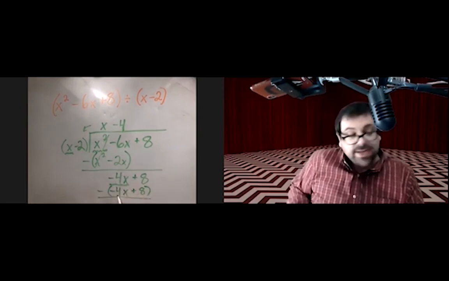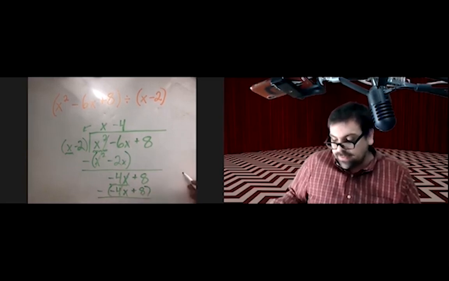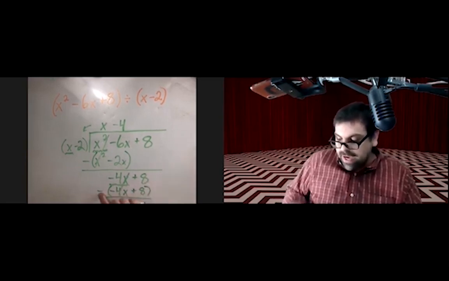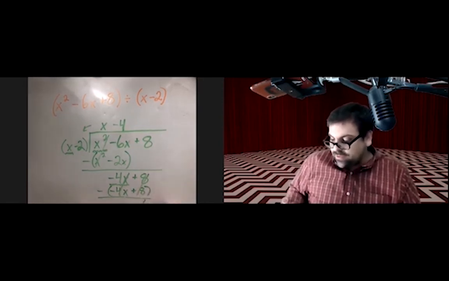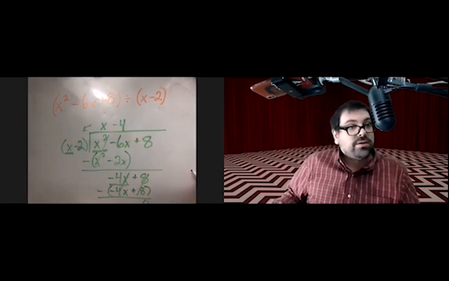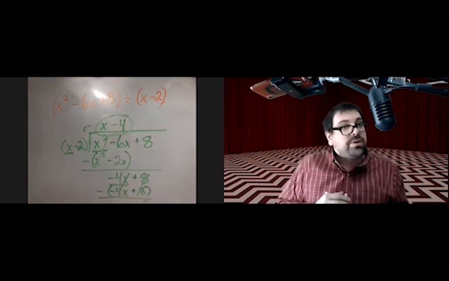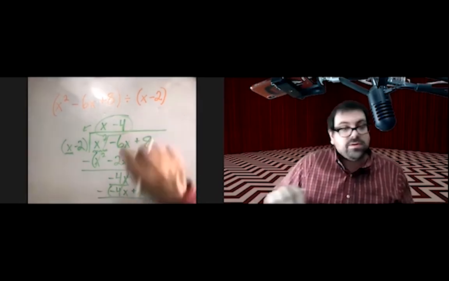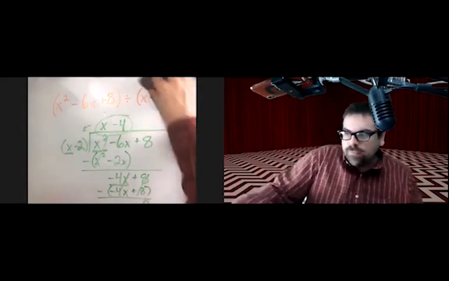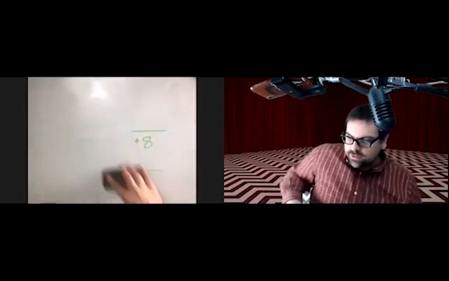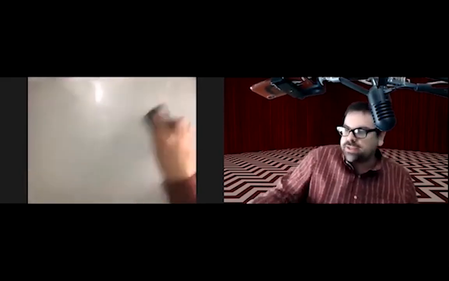Negative 4x minus negative 4x. Negative 4x plus 4x. That cancels away. 8 minus positive 8. 8 minus 8. That cancels away. No remainder. Our answer, just like we predicted, x minus 4. Let's do some more work. We got to learn this process.